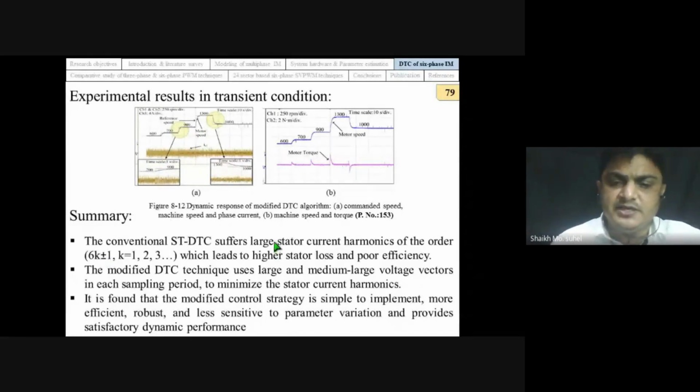So the summary is that the conventional STDTC suffers from large stator current harmonics, and because of that it leads to higher stator loss and poor efficiency. While the modified DTC technique uses large and medium voltage vectors, and it minimizes the stator current harmonics effectively.